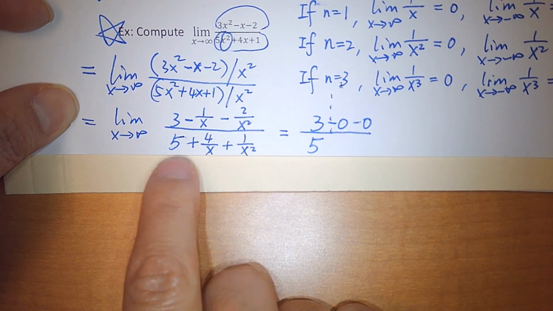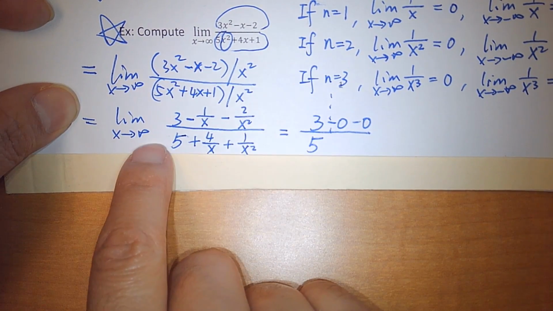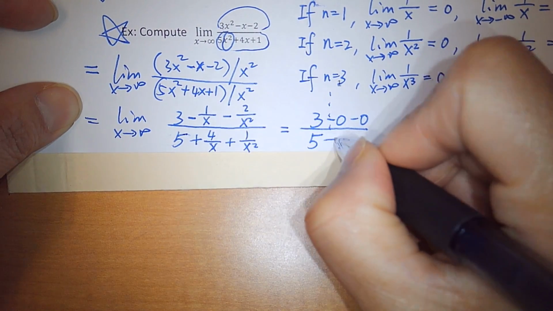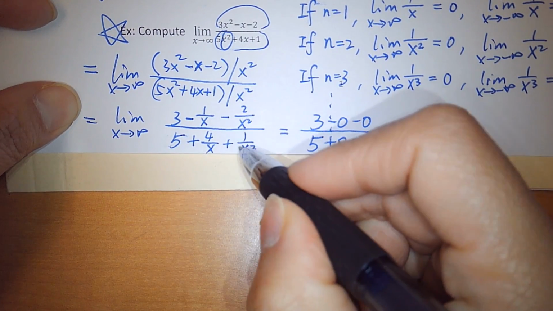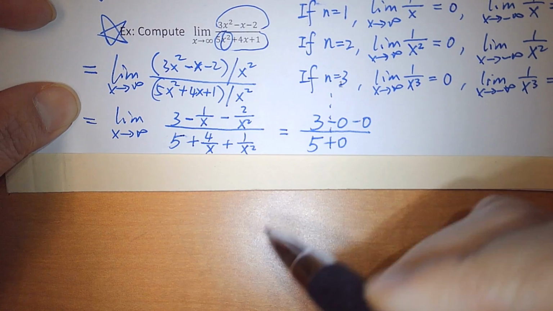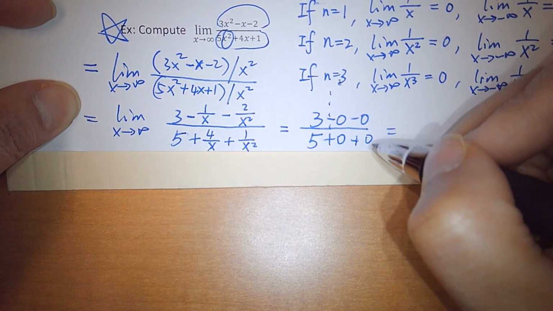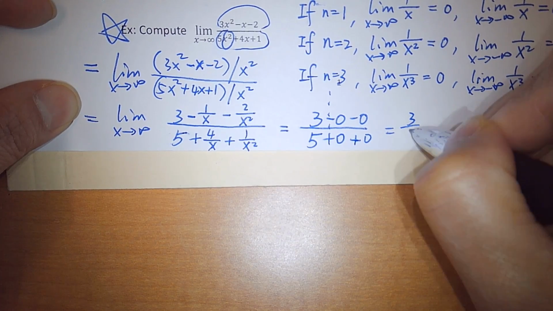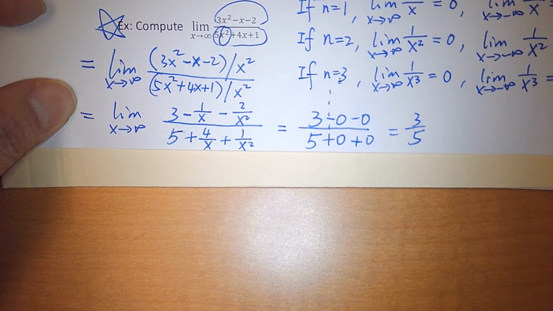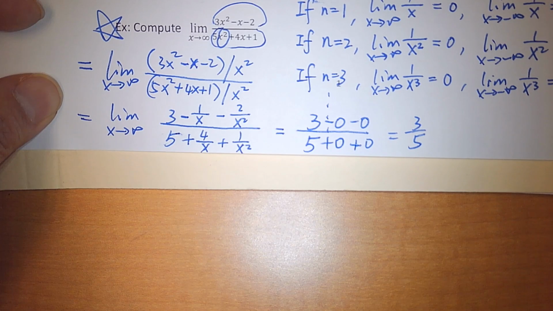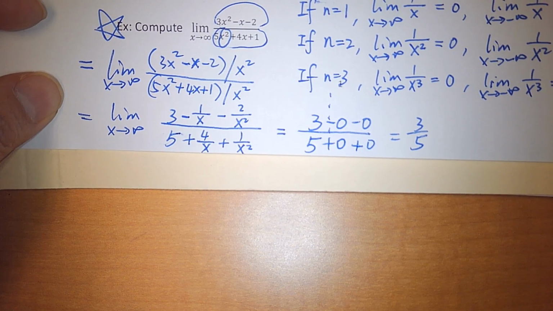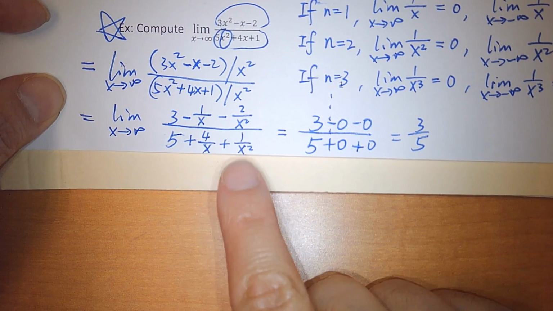How about the limit of 4 over x when x goes to infinity? What do you have? 0. 1 over x squared limit gives us what? 0. So eventually, we have 3/5. Does everybody see this? Okay.